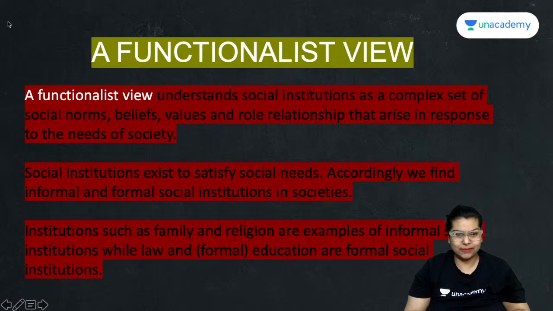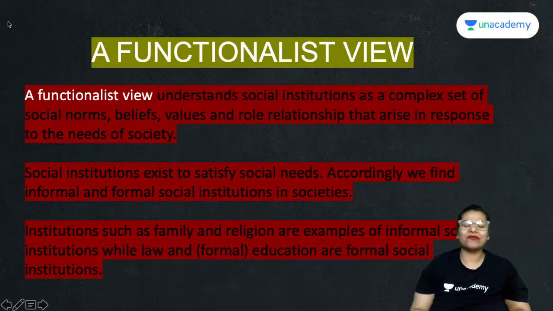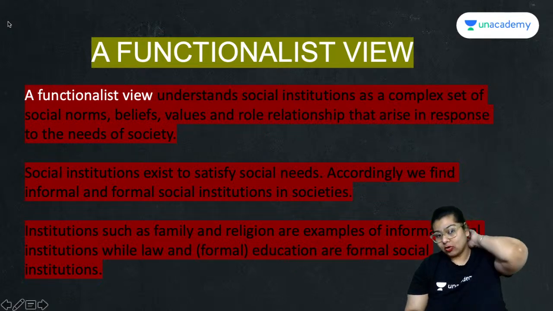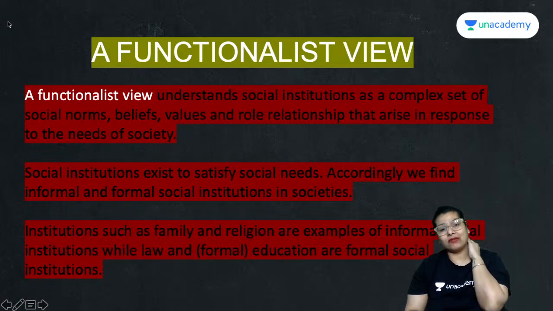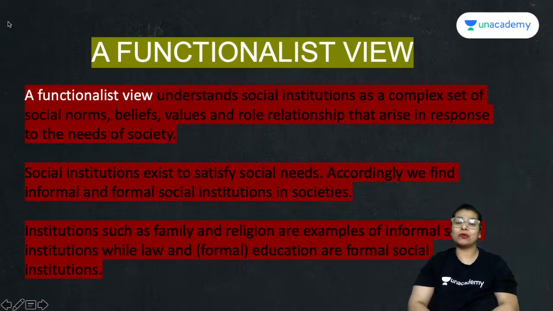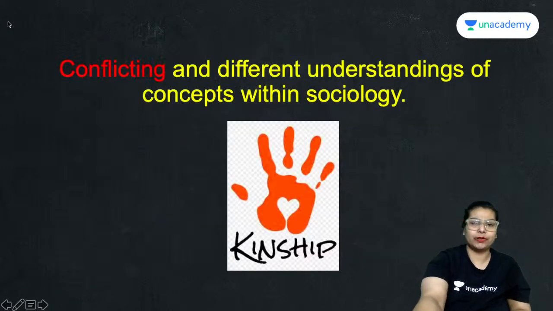The difference which I told you last time. So what is it divided into? Formal and informal social institutions in the society. Institutions such as family and religion are examples of informal social institutions, while law and formal education are the formal social institutions. Very important. I hope you understood this. I will just give you an example: your family, and the school or the college or the hospital.